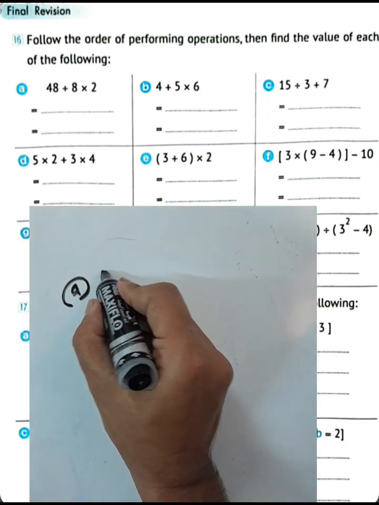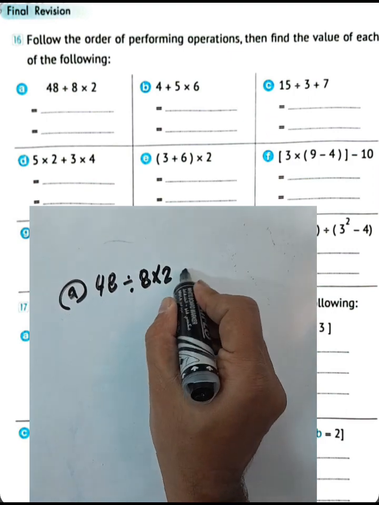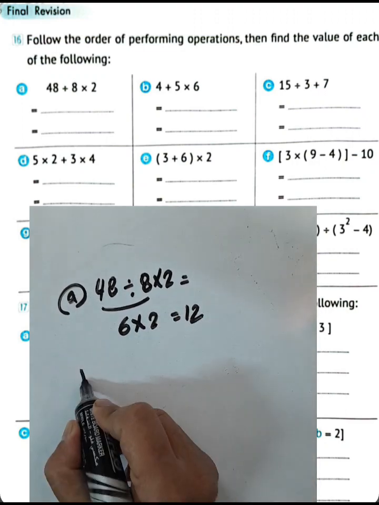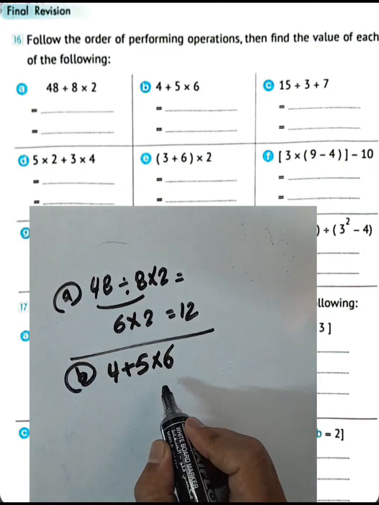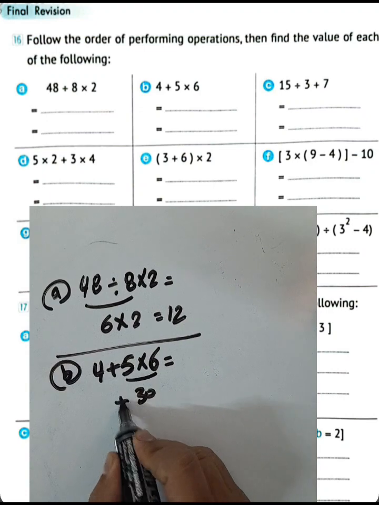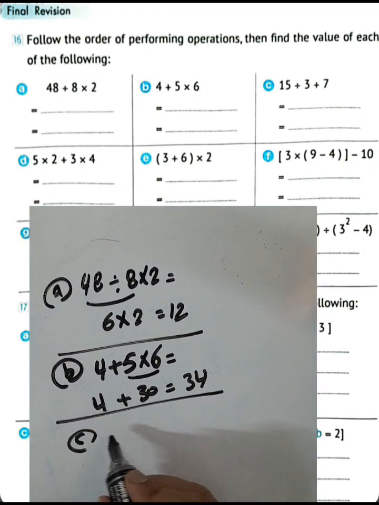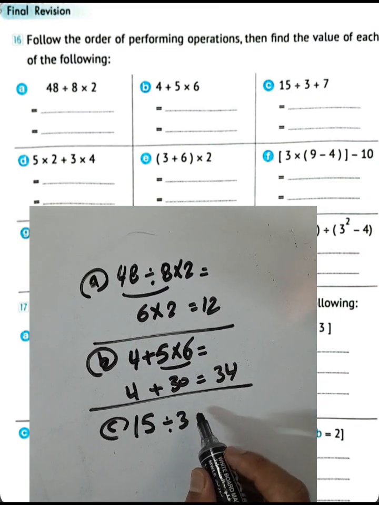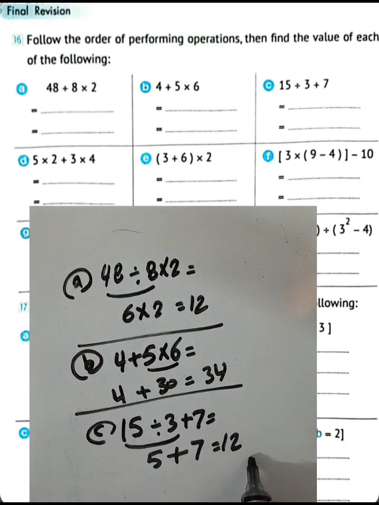look at with me, we have 48 divided by 8 times 2. 48 divided by 8 equals 6. 6 times 2 equals 12. Letter B, 4 plus 5 times 6. We know 5 times 6 equals 30, and 4 plus 30 equals 34. Letter C, 15 divided by 3 plus 7. 15 divided by 3 equals 5. 5 plus 7 equals 12.